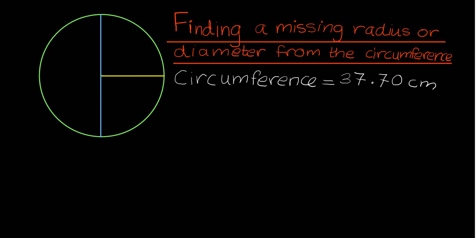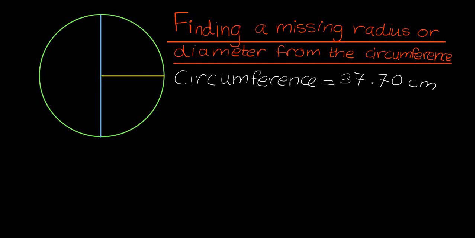Today's video is on finding a missing radius or a diameter when the circumference is given to us. So here I have a question where I have a circle and the circumference of this circle is 37.70 centimeters to 2 decimal places. I need to find the missing radius, the length of the radius, and the diameter. So we're going to first start off by finding the missing radius. I'm going to show you two ways of doing this, just of the radius.